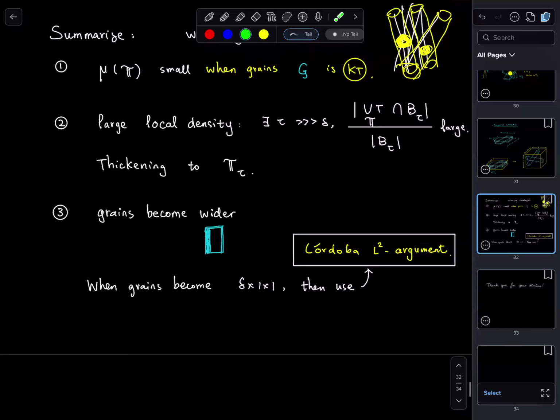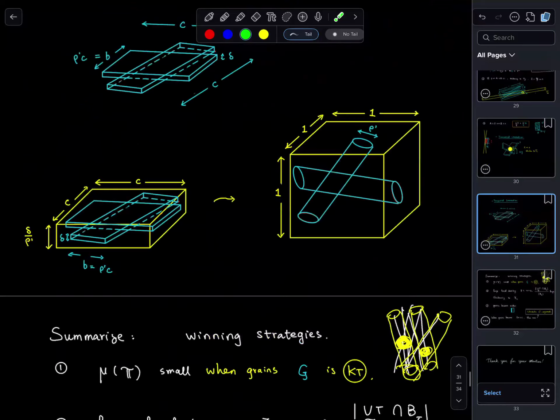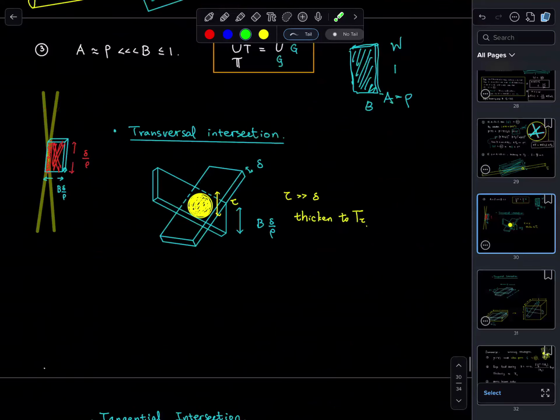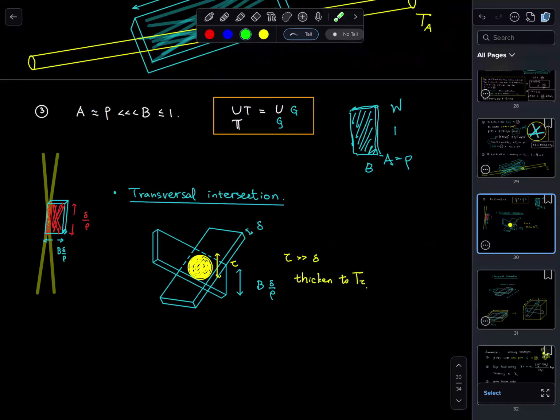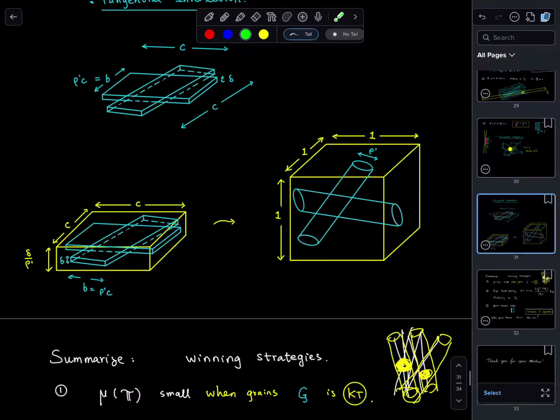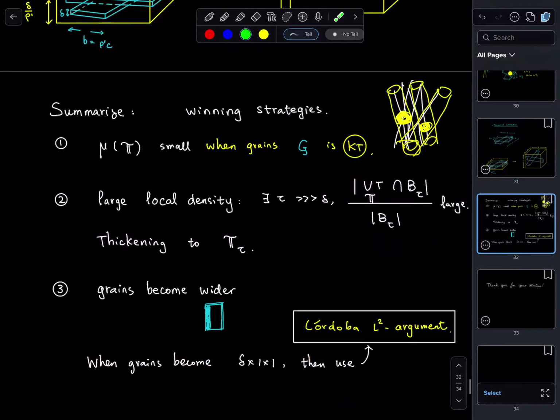Yes, exactly. In the third case, what I didn't say is that when A is rho and B is much larger than A, this is like this new box. I will also call it a grain, and that's when the grain becomes wider. Yeah, so those are the key winning strategies.